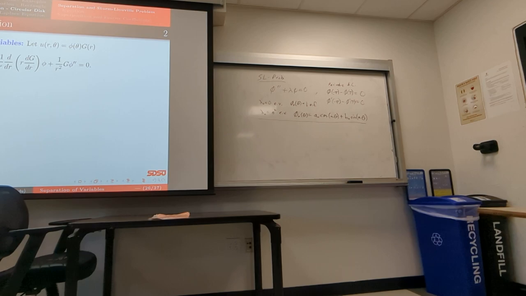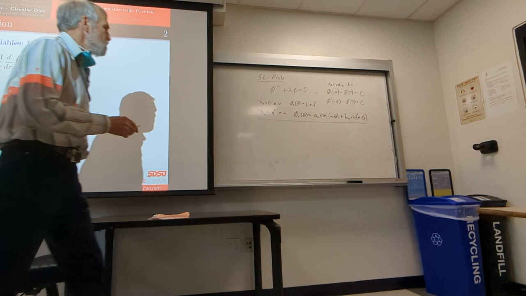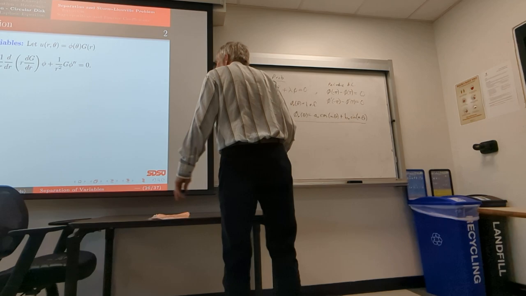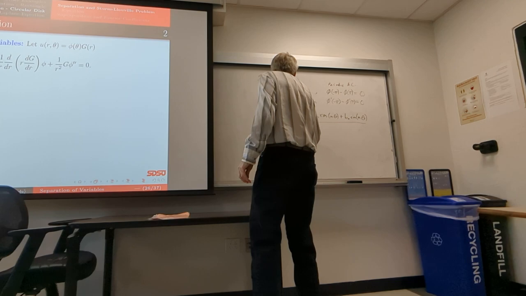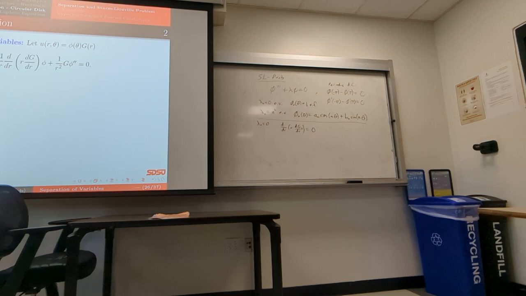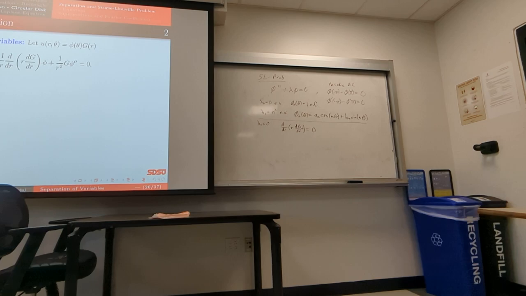In fact, I'm going to go back to this form of it. Bit easier to work at it than at this one. So I look at that particular one and I put lambda equals zero. Then we're looking at the derivative with respect to r of r times the derivative of g0 with respect to r, and that's going to be equal to zero, isn't it? Lambda equals zero, and this equation says that's true. That should be a pretty easy one to solve now.